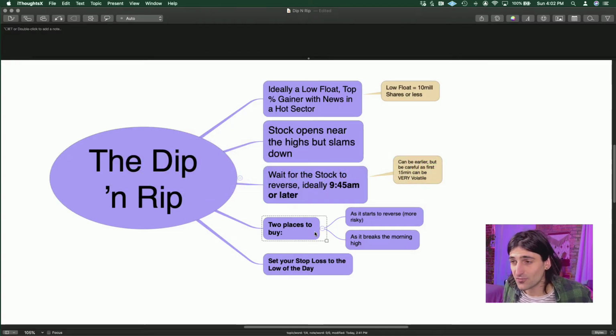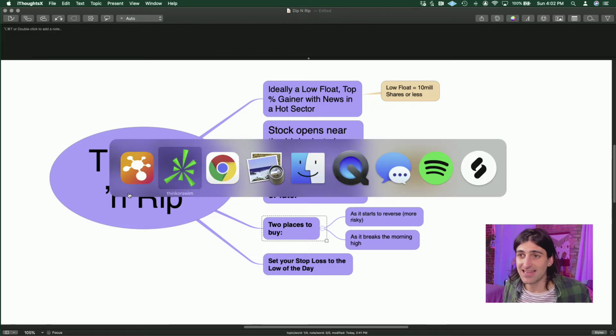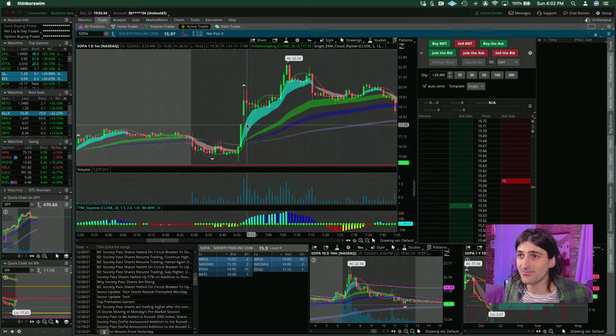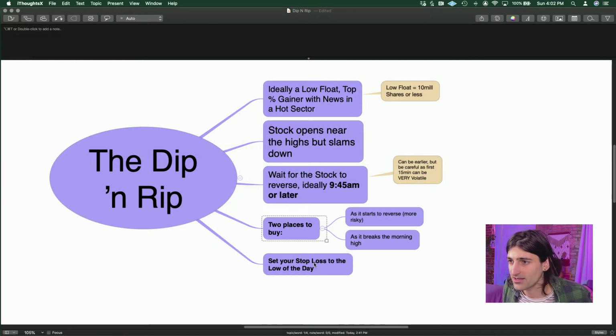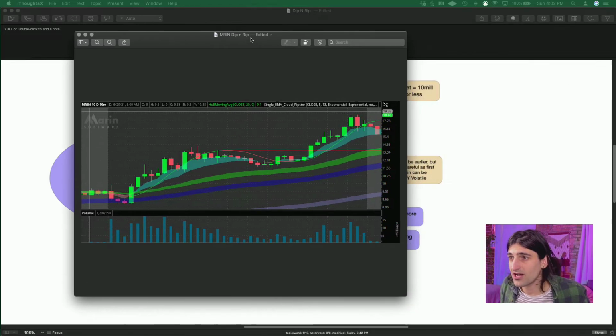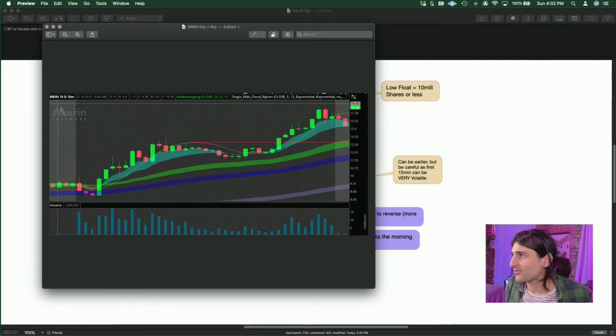We talked about the two places to buy, either as it starts to turn around or as it breaks the morning high range. And we talked about setting our stop loss for the low of the day. We'll go through a couple other examples. Here's Marin Software from earlier.